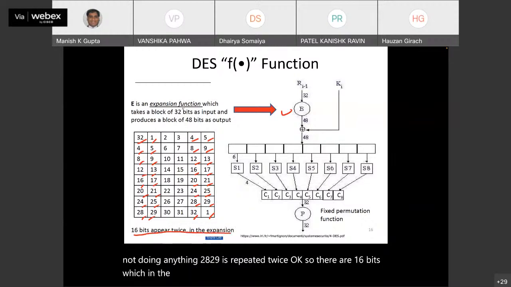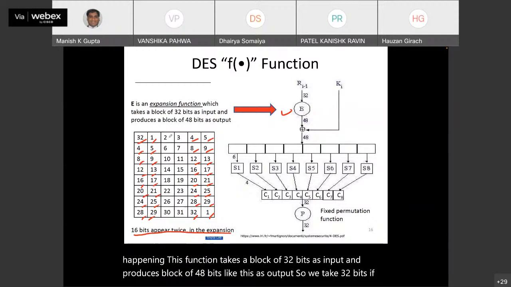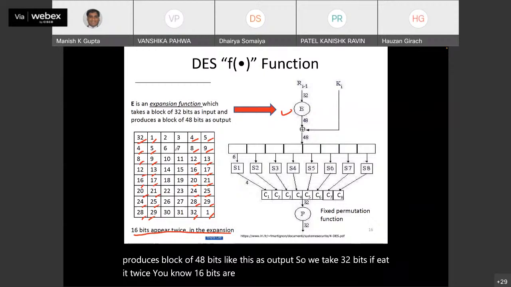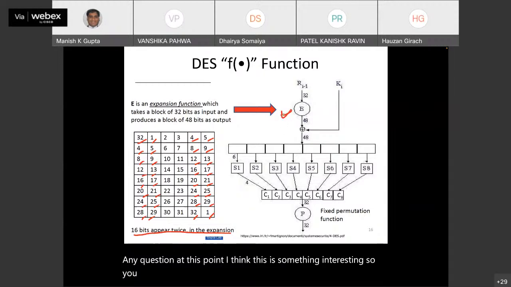So basically what is happening, this function takes a block of 32 bits as an input and produces a block of 48 bits like this as output. So we take 32 bits, repeat it twice, 16 bits are repeated. So we get 32 plus 16 is equal to 48 bits. Any question at this point? I think this is something interesting. So you look at the expansion function, taking 32 bits and then producing 48 bits.